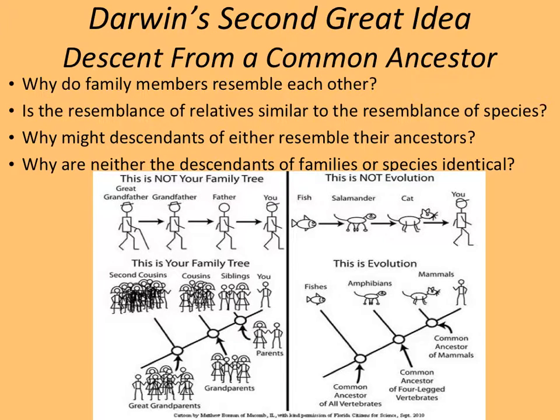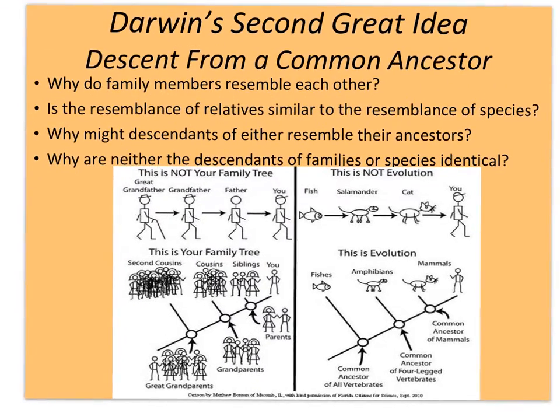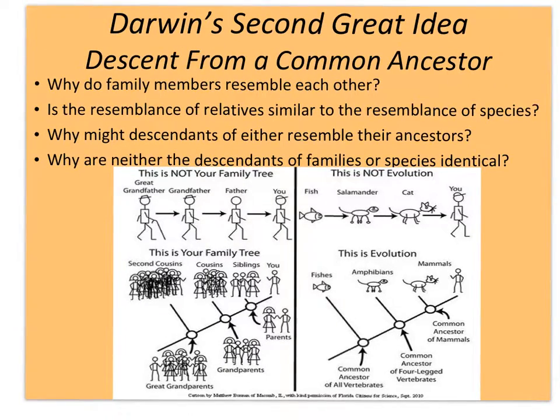So Darwin's second great idea, and well, they were both great ideas, it doesn't have to be first or second, and also Wallace later on, was descent from a common ancestor. Okay, just like you're descended from your ancestors, your parents, your grandparents, your great-grandparents, and so on. So, the first question is, why do family members resemble each other and not look completely different?